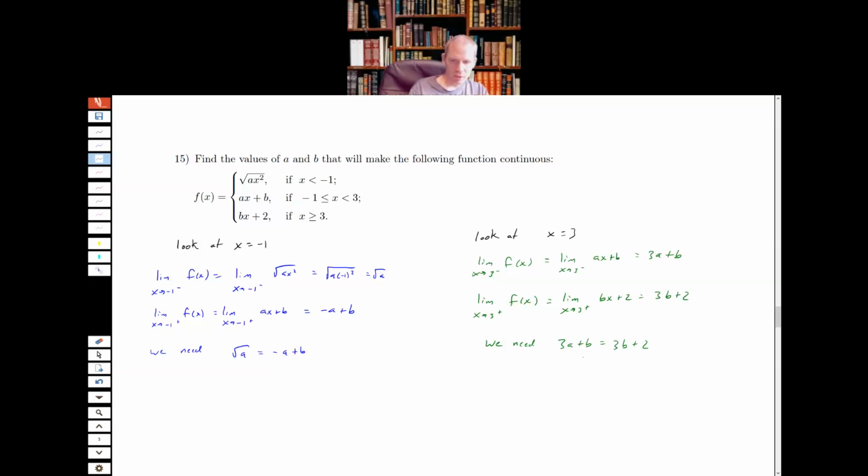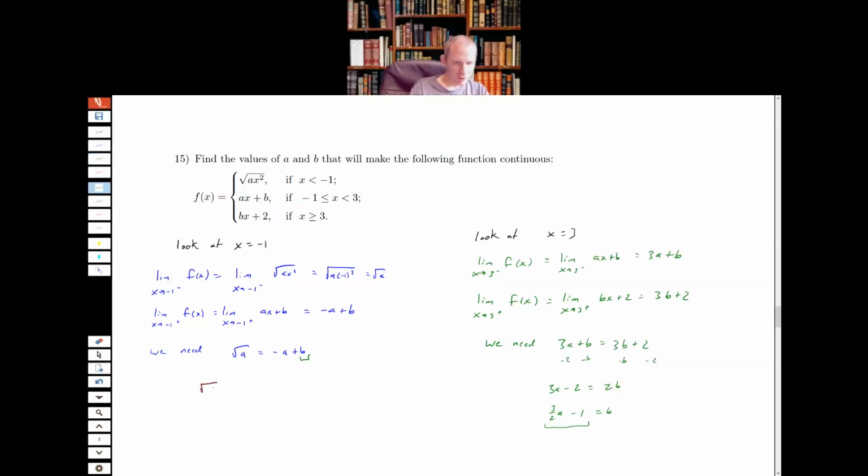So let's solve this equation, and I can solve for either a or b. If I solve for b, I only have to replace in one spot, and it's not the square root. So I feel like solving for b is the way to go here. So I'm going to subtract b from both sides, and then subtract 2 from both sides. So we have 3a minus 2 equals 2b. And then divide both sides by 2. So 3 halves a minus 1 equals b. So I'm going to plug this expression in for b.